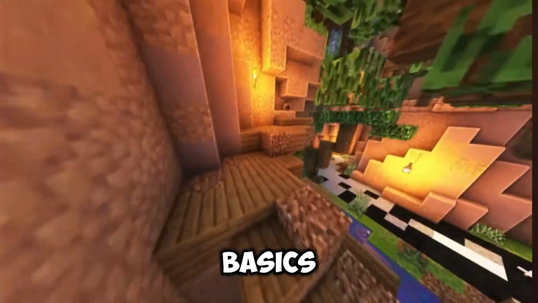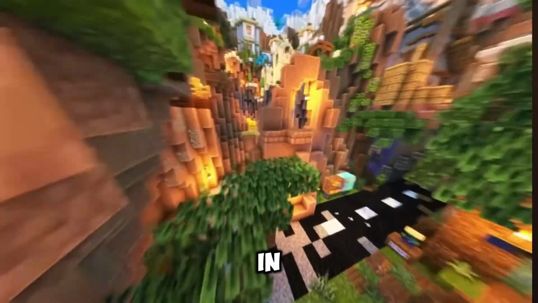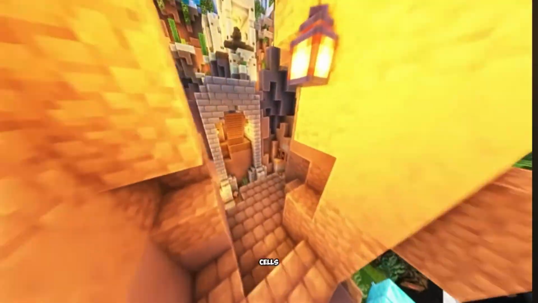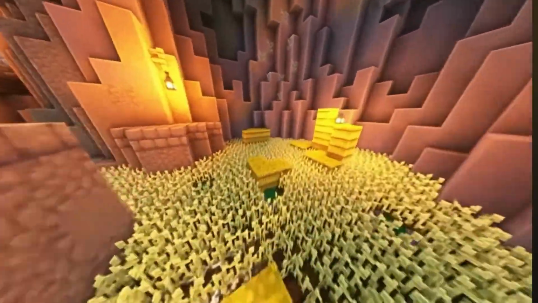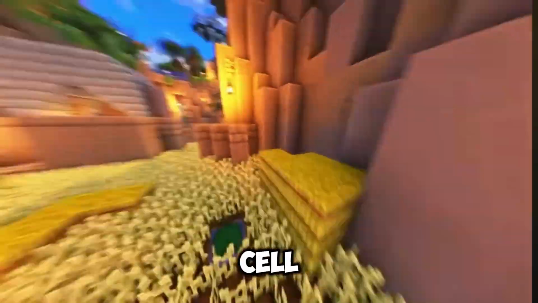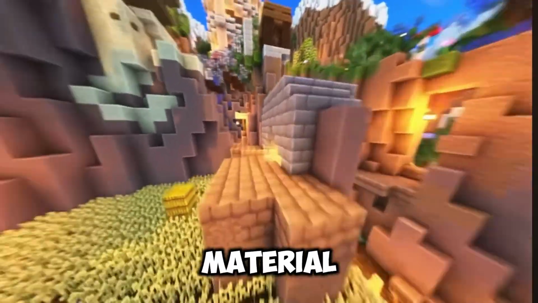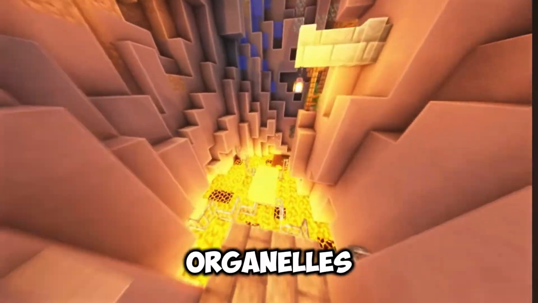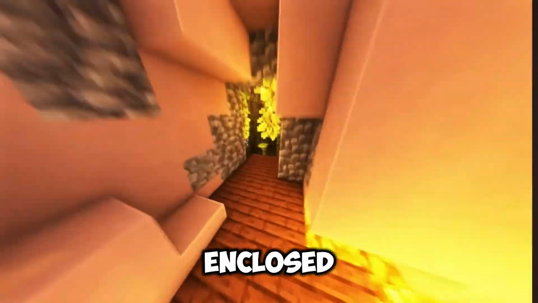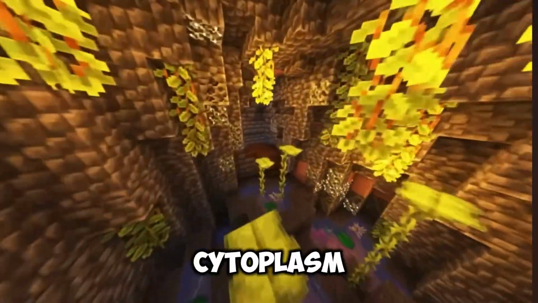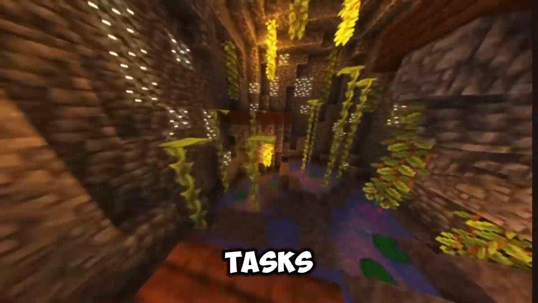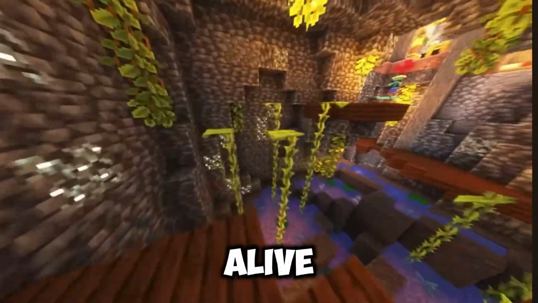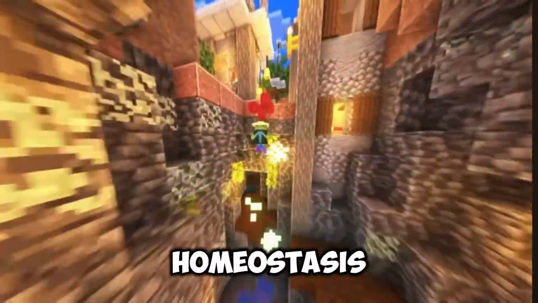Let's start with basics. What is a cell? Cells vary in size, shape, and function, but all cells share the same foundational role. They are the most basic unit of life. Every cell has three main structural components: the cell membrane, cytoplasm, and genetic material, which in eukaryotic cells is enclosed in a nucleus. Inside the cytoplasm are structures called organelles, each designed to carry out specific tasks that keep the cell stable, efficient, and alive. This balance is known as homeostasis.